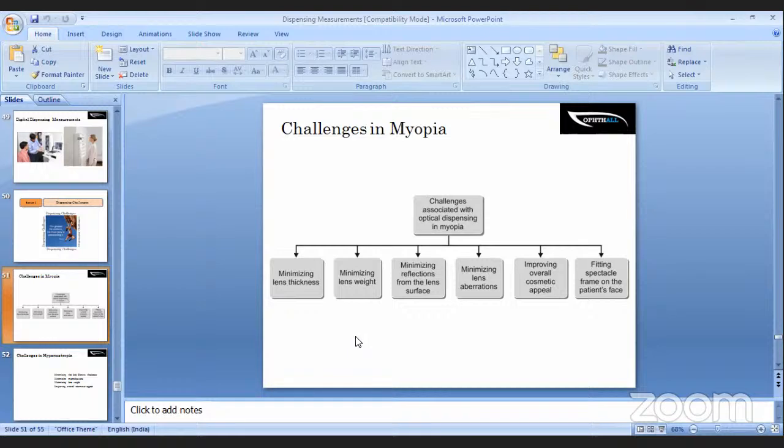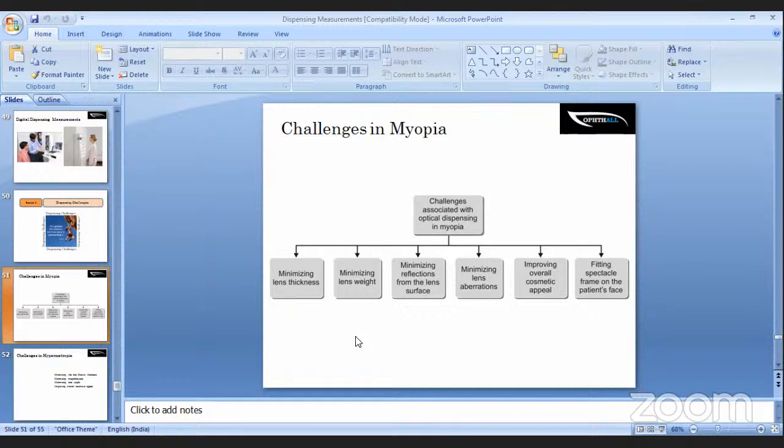Kindly remember, index alone, or the size of the frame alone, or the shape of the frame alone cannot effectively reduce the edge thickness of the lenses. You have to combine all 3 factors together.